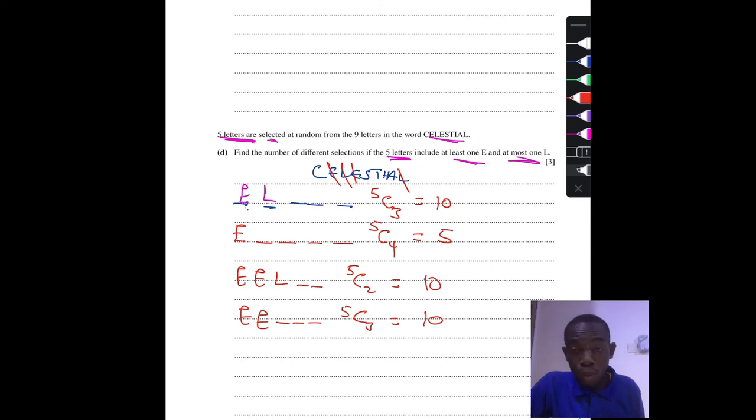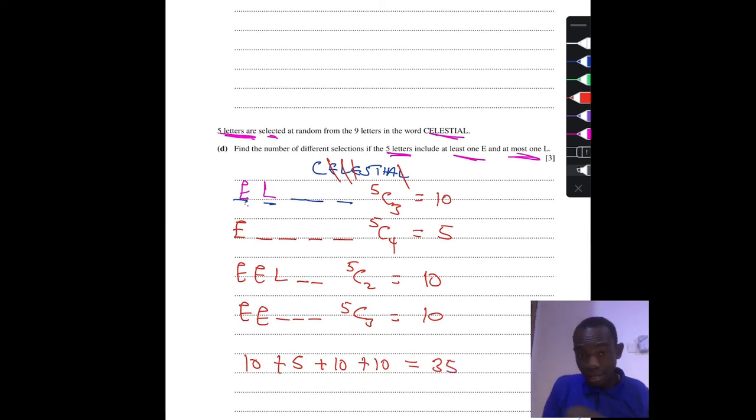All right, so when you finish, I think this is it. You cannot have 3 E's and then no L or 1 L. You can't have these because there are only 2 E's in the word celestial. Okay, let's add them up and we are good to go. So we have 10 plus 5 plus 10 plus 10, and that is 35.